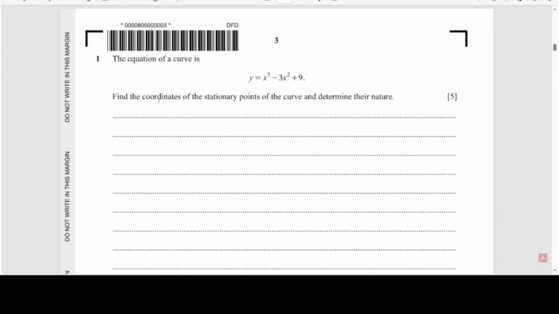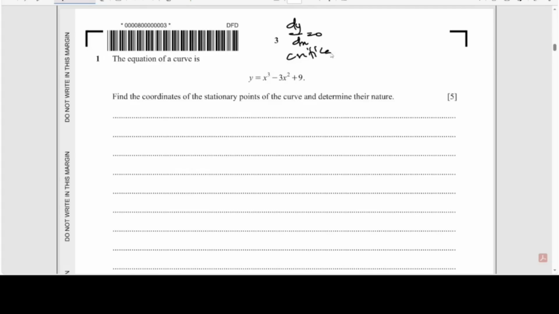Since it is called a stationary point or turning point, we are going to find the first derivative of this curve. Remember, to find the stationary point, first we take the first derivative equal to 0 to find what we call the critical values. Whatever values you find after equating the first derivative to 0 are called critical values.